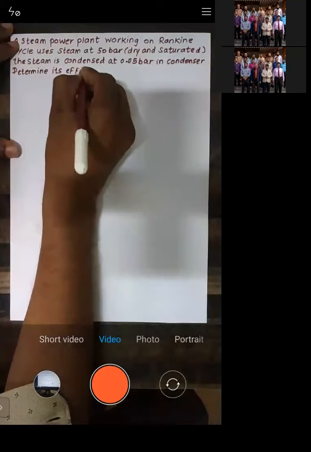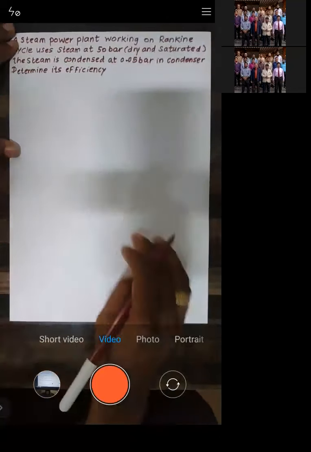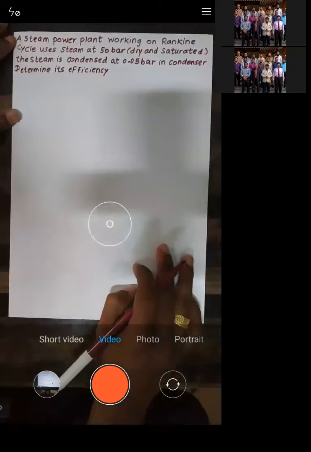So they have given the parameters for the Rankine cycle, and they're asking us to calculate the efficiency of the Rankine cycle, right? Okay, so let us start.